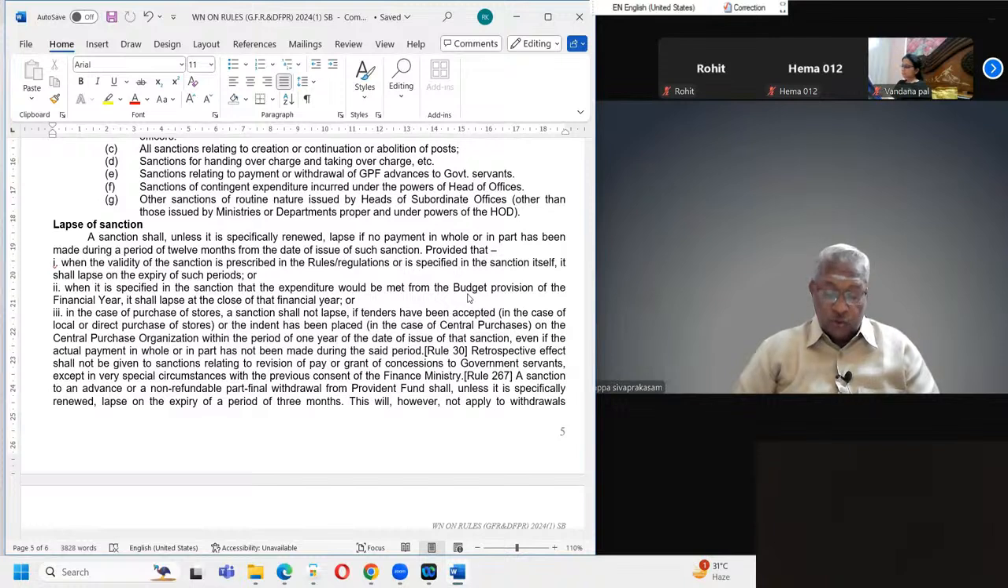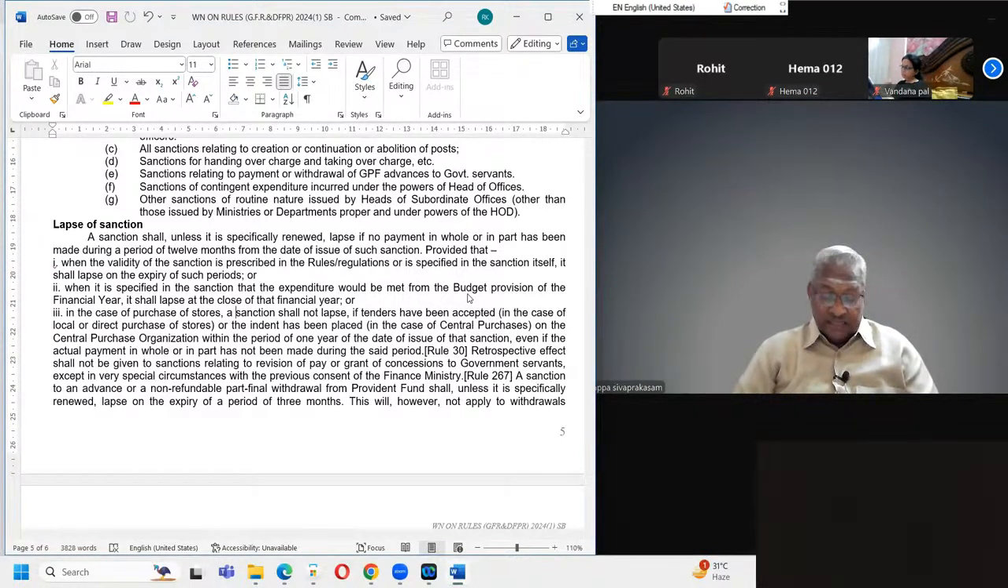In the case of purchase of stores, a sanction shall not lapse. अगर purchase of stores के बारे में, we are actually dealing with purchase of stores. अगर purchase of stores के बारे में एक financial sanction है, that will not lapse if tenders have been accepted, proper tendering procedure is followed, tender floated, rates quoted, and then you have opened the tender, announced the lowest bidder, and then the contract is entered, then in that case, the indent has been placed on the basis of the contract, you have placed indent also.